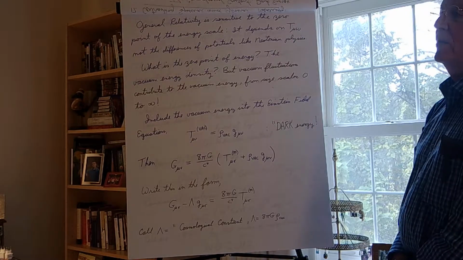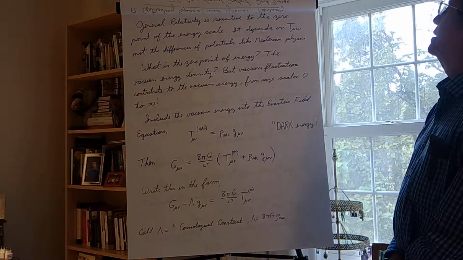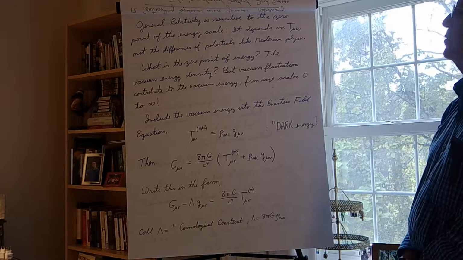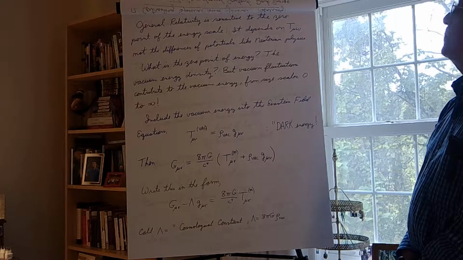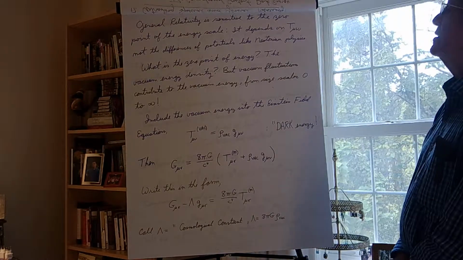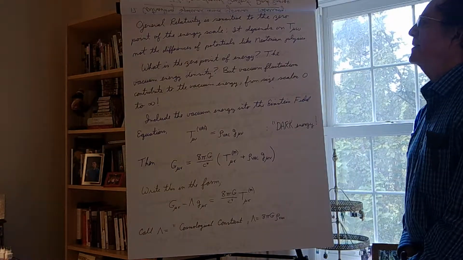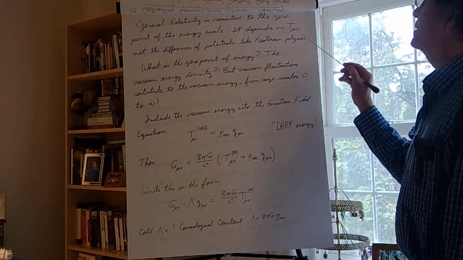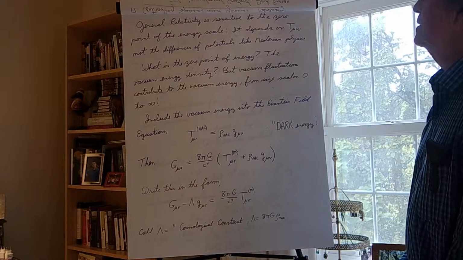We illustrated it with a couple of simple examples. If you take a full field theory course of general relativity, you'll get into T mu nu in much more detail. But it depends upon T mu nu, not the difference of potentials like Newtonian physics. Okay? This is energy momentum. It's not energy momentum differences.